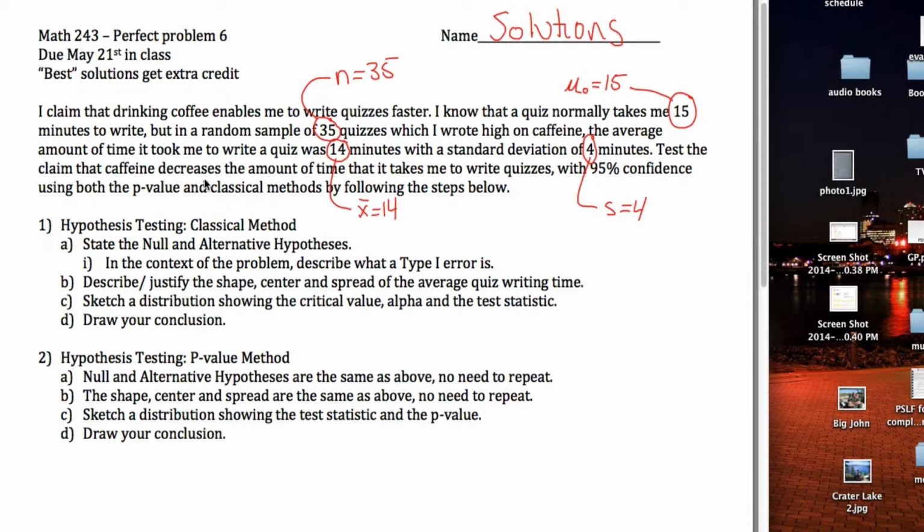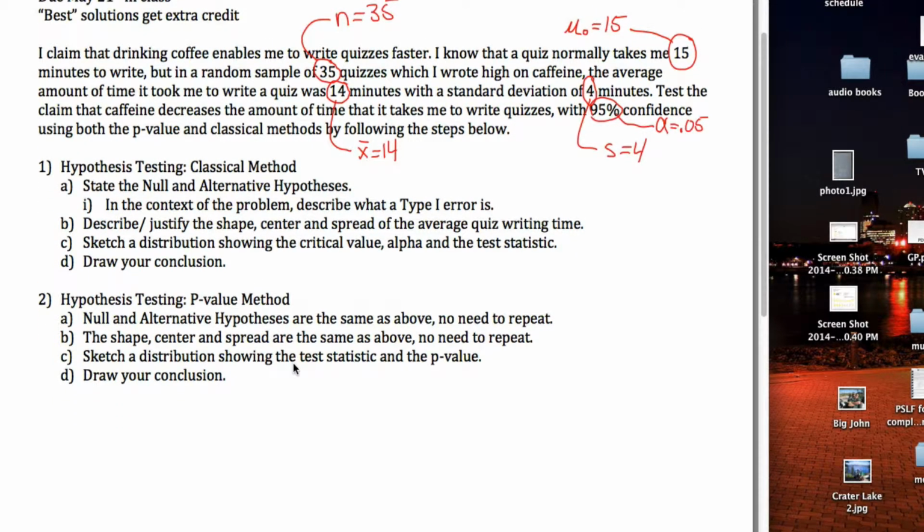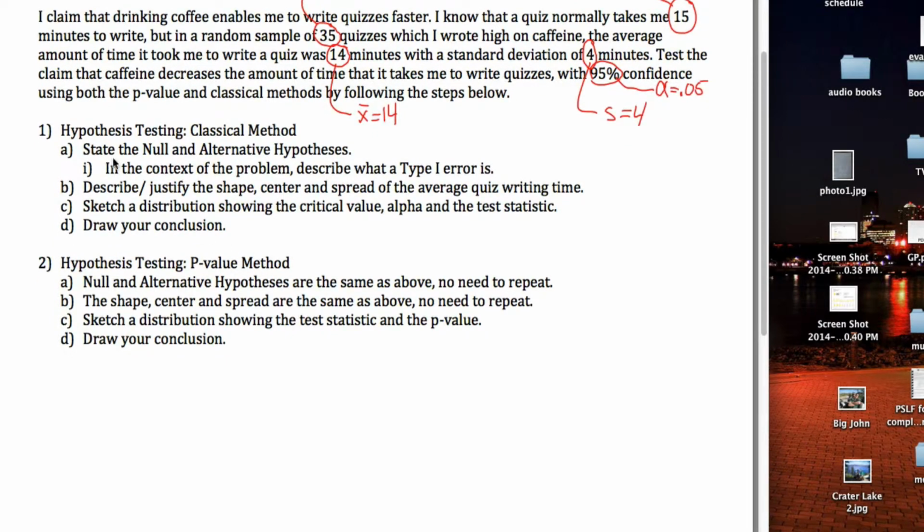Test the claim that caffeine decreases, so that kind of coincides with this faster from earlier, the amount of time that it takes me to write quizzes, with 95%. Tells me that alpha is equal to 0.05, 1 minus 95% confidence. And we're supposed to do it twice, using the p-value method and the classical method. Okay, fine. Okay, so let's get started. State the null and alternative hypotheses.